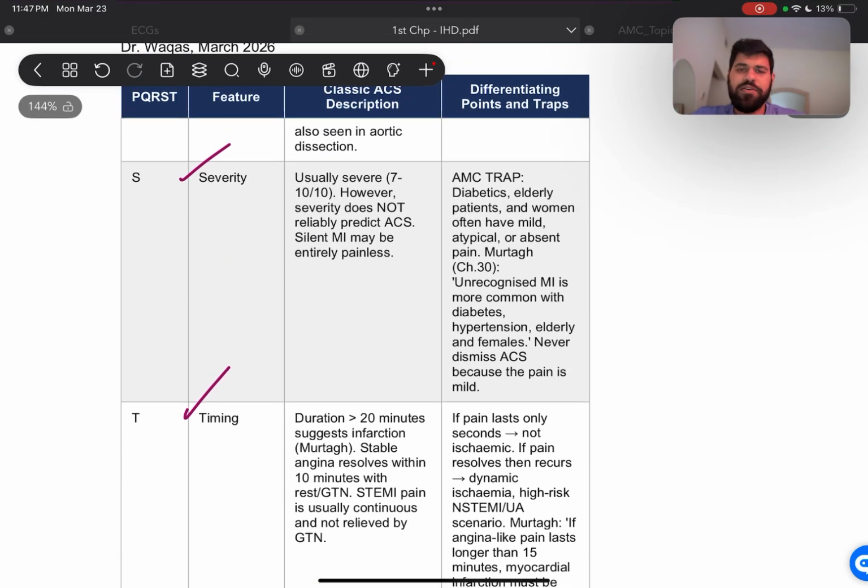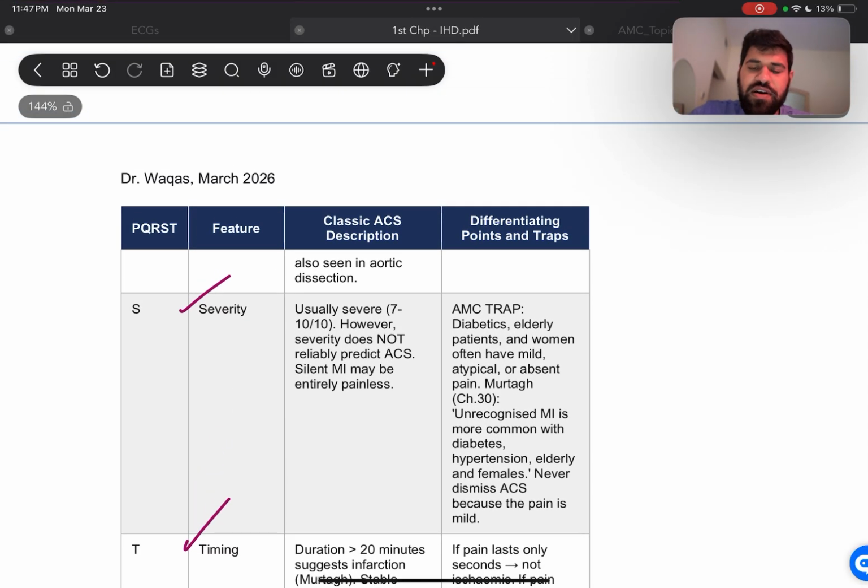All right. Now severity. It's usually severe, so 7 to 10 out of 10. However, severity does not reliably predict ACS, because sometimes the patient is already on painkillers, they've been taking ibuprofen, or they have other pathologies for which they've been taking drugs, or they have diabetes. In diabetic patients, the pain perception is not as sharp as it would be in a non-diabetic person.